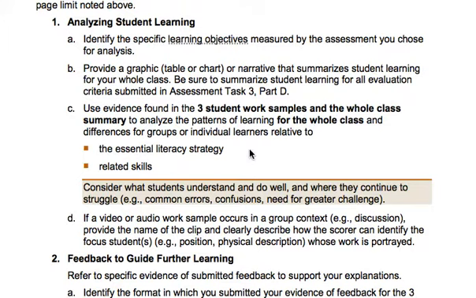The essential literacy strategy is the longer term goal. The related skills are those component things. So you should be looking at, people who get everything in the essential literacy strategy did everything well. But people who didn't do it, they failed for one or more reasons, and that's where you break it down into the related skills. Again, talk about what they do well and where they continue to struggle. Talk about strengths and weaknesses.